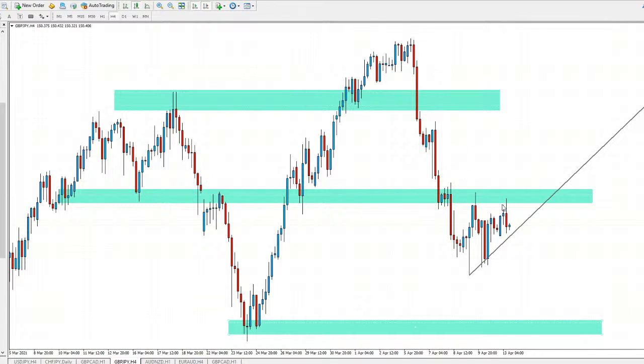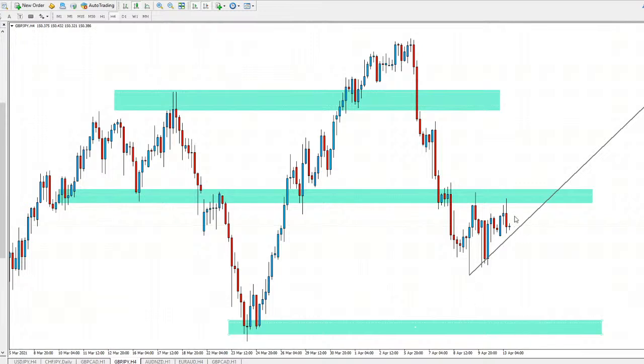This is the retrace, then another impulsive move to the downside. So for GPJPY, I'm expecting to see continuation to the downside as long as we stay below that resistance. So if we hold it as resistance and we take out that trend line, then we've got a good chance of seeing that continuation to the downside back into that area.